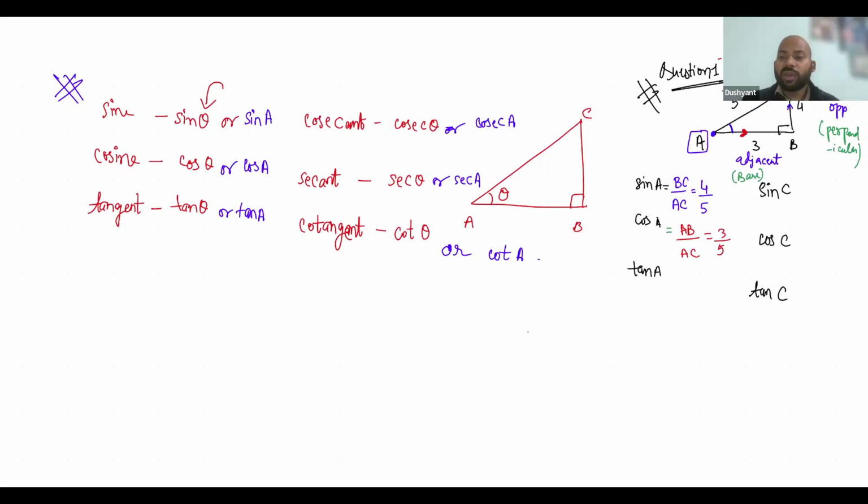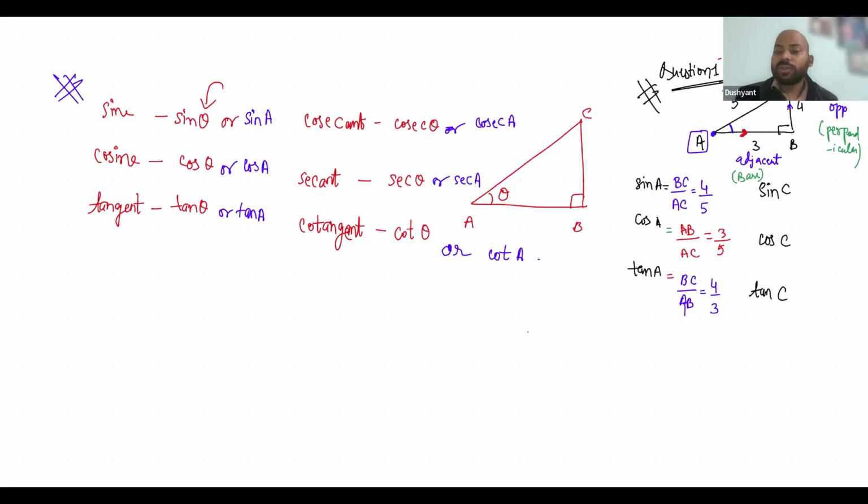Now, next ratio. Come on, tell me the answer. Opposite over adjacent. That is BC over adjacent, that is AB. BC is 4 units, so it's 4 over 3, 4/3. Yes, that's great. Clear?